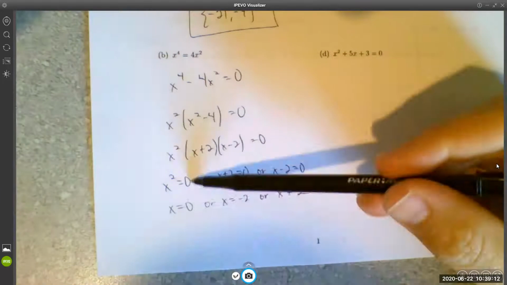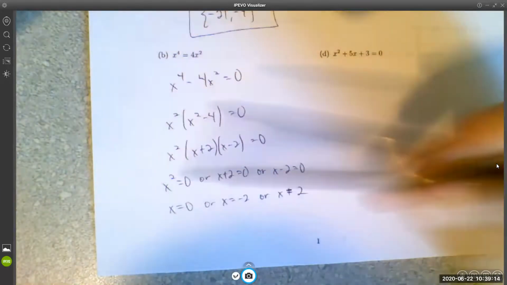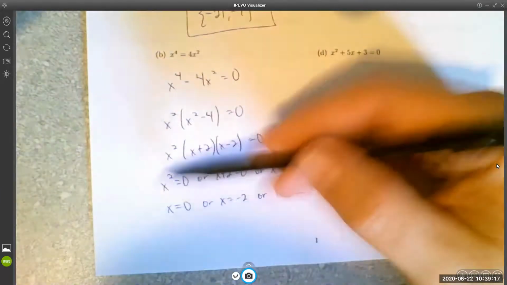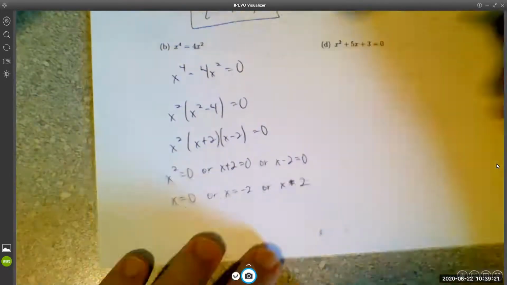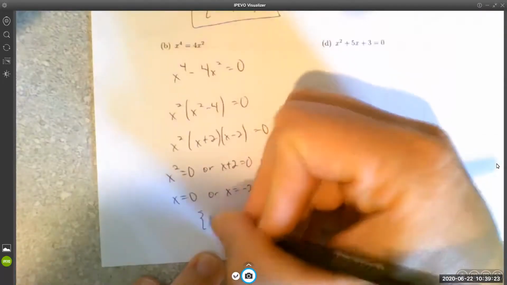Maybe from here to here you're wondering, well, where did the x squared go? I mean, of course you can just take the square root, right? If x squared equals 0, then x equals 0. It's got to be 0. Okay, so there's our solution set. 3 solutions this time.